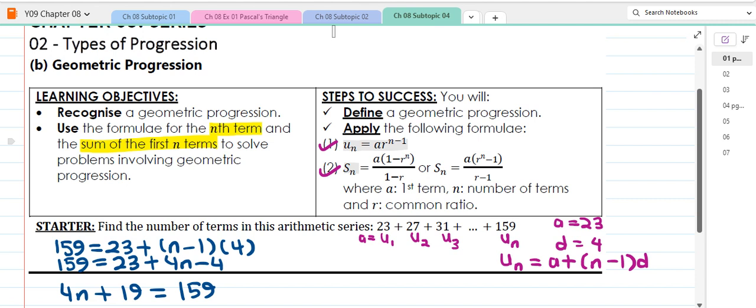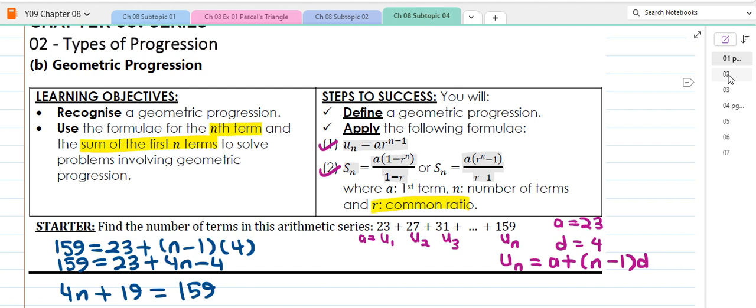The sum of the first n terms is a bracket 1 minus r to the power of n over 1 minus r, or it will be the second one: a bracket r to the power of n minus 1 bracket over r minus 1. These two have individual conditions for use, which are related to r. The new term here is r, which we call the common ratio.